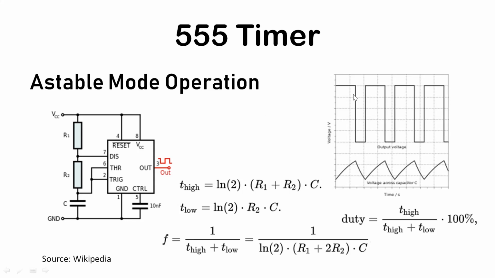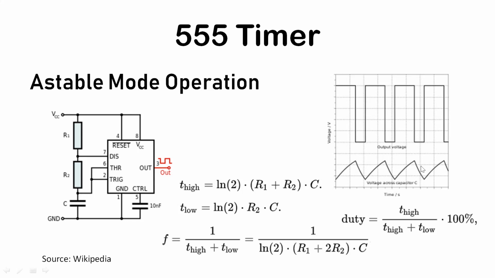Now, just check the output we are getting. Here it is a square wave pulse. And this one is the voltage across the capacitor. It just looks like the sawtooth waveform, a triangular-like waveform. See, the capacitor charges and discharges like this, and we are getting a sawtooth waveform.